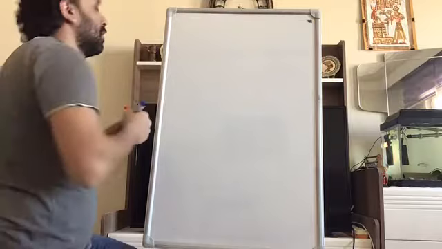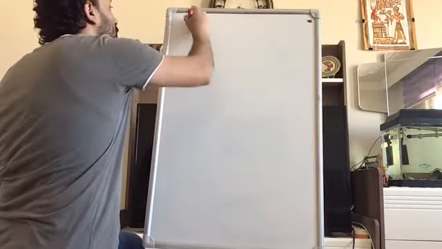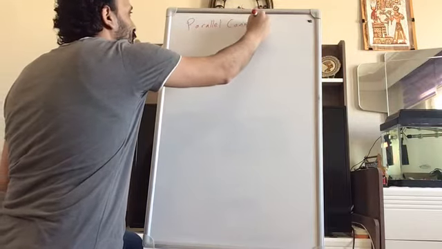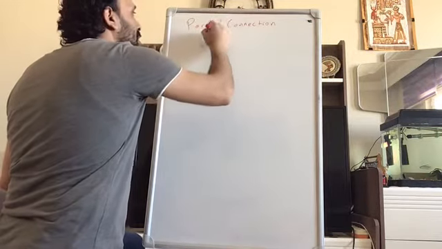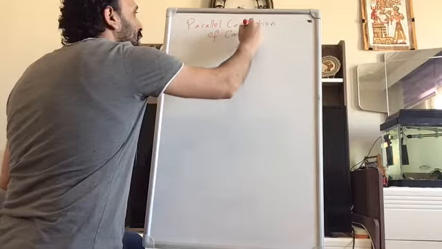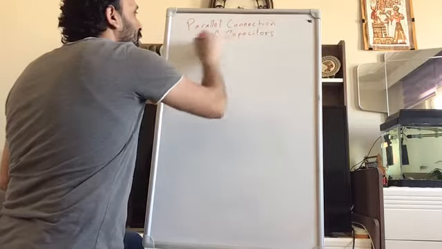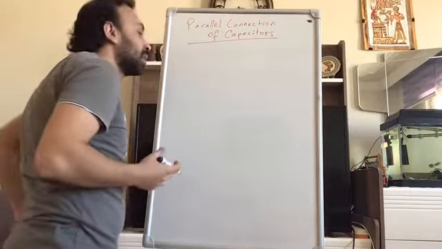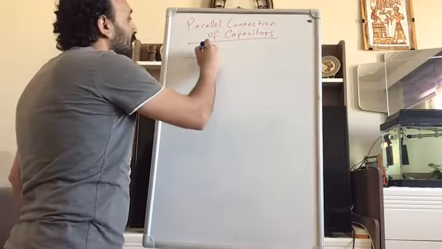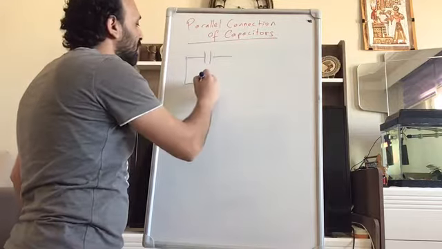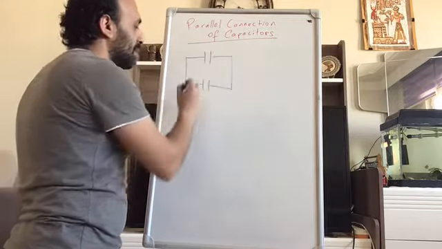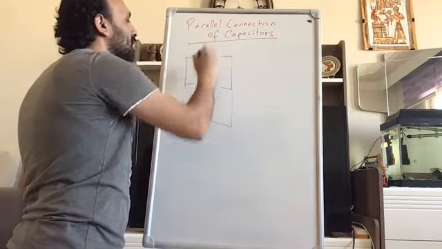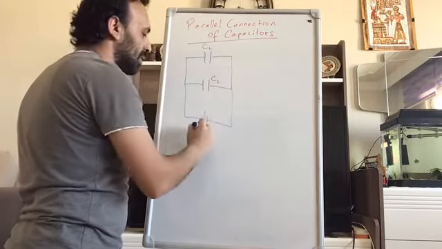Alright. Now, parallel connection of capacitors. Again, let's start with two capacitors, and if I connect them to a power supply in parallel, like this, and this is our power supply. Let's call it, this is C1, this is C2, and this is V.